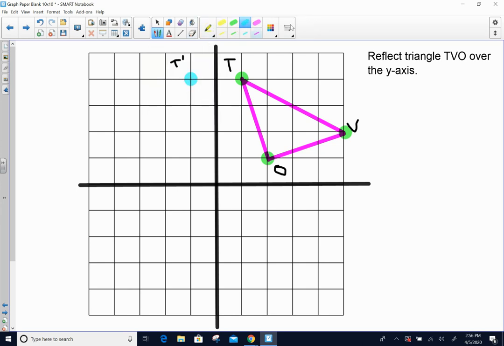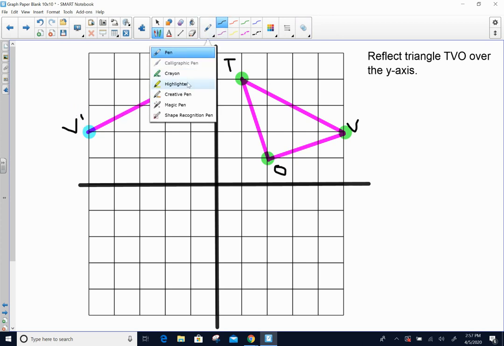Let's go ahead and do that with V over here. If I start here, I count over 1, 2, 3, 4, 5. I want to go back. We always start where the y-axis is. We're going to go the other way though. And it was 5, so I need to count 5 over. 1, 2, 3, 4, 5. All right. That is going to be V. I'm going to go ahead and connect those. And then I want to label it V prime.